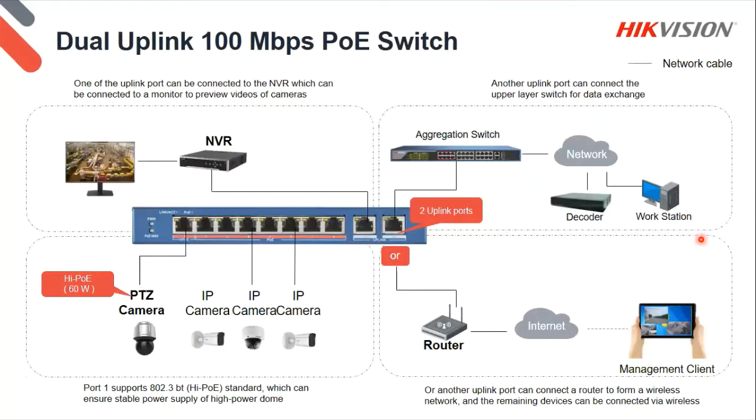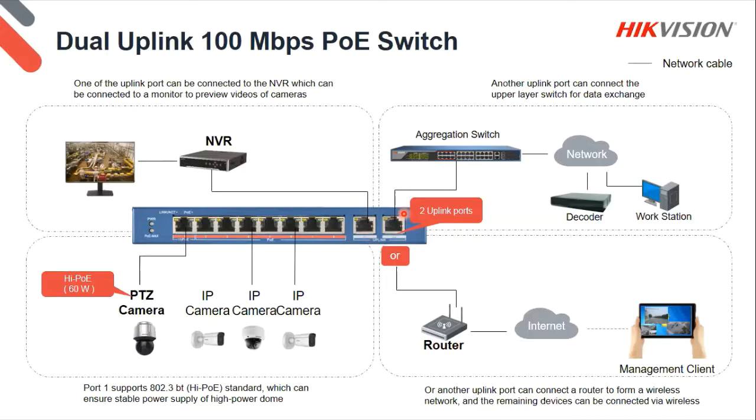All right, the dual uplink 100 megabits per second PoE switch. This is again more for CCTV, but what makes this one slightly different is that the normal is the 10/100 speeds that we have on the PoEs, plus 2 uplink ports over here, which is slightly different from our normal 8-port PoE switch. The 2 uplink ports, normally you'll connect your NVR to the 1 port and the rest of your network to the other port and so forth.